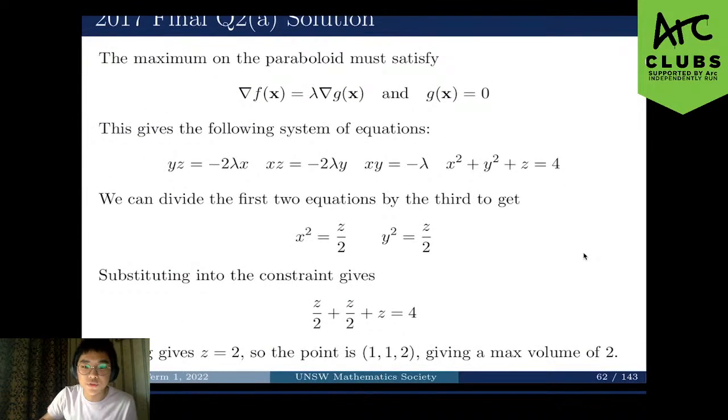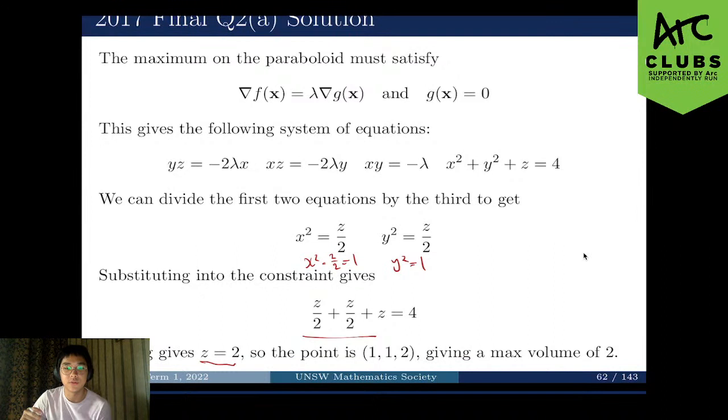So substituting into the constraint, we get that 2z is equal to 4. So z is equal to 2. And then given z equals 2, we just sub it in here. So x squared equals 2 on 2, which is equal to 1. y squared equals 1. And since the point is in the first octant, x and y are larger than 0. So x equals 1, y equals 1. So the point is (1, 1, 2), and thus the maximum volume is going to be 2, because that's just 1 times 1 times 2.